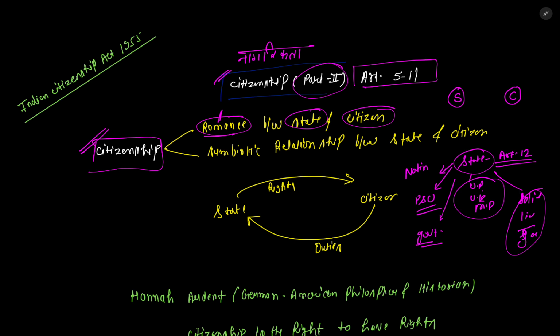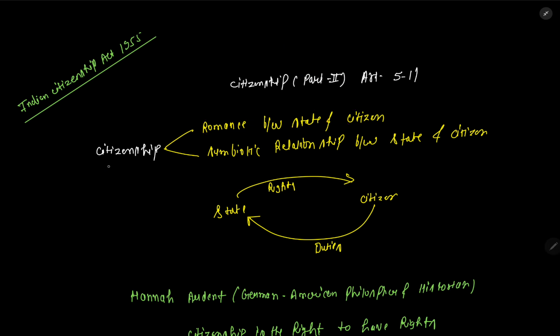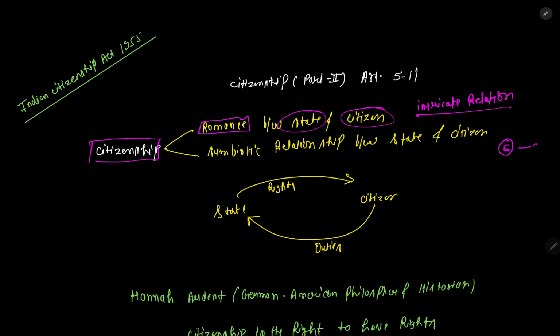So the meaning of citizenship, as I told you, is the romance, some sort of intricate relation which is established between the state and the citizens. So there's a sort of bonding between the state and the citizens, and that bonding is denoted by citizenship.